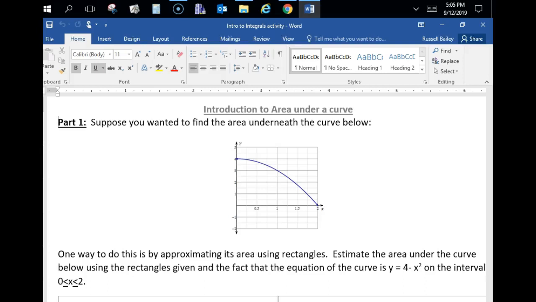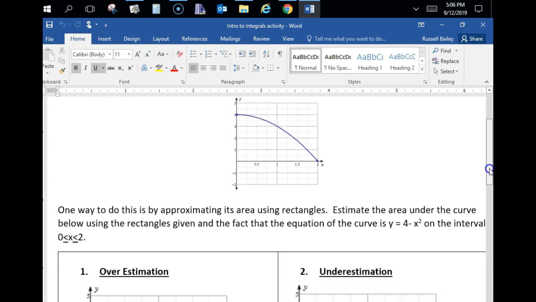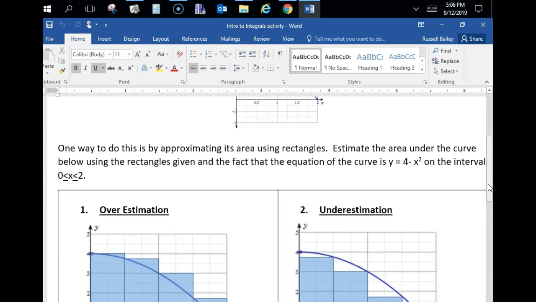Okay guys, so I'm going to help you get started on this little worksheet here. It says, suppose you want to find the area underneath the curve below. One way to do this is by approximating its area using rectangles. So there's some key words in that sentence. We're approximating, which means we're not going to get the exact area, but we're going to get a close guess. And we're going to do it using rectangles. Okay? So those are two key words to focus on there.